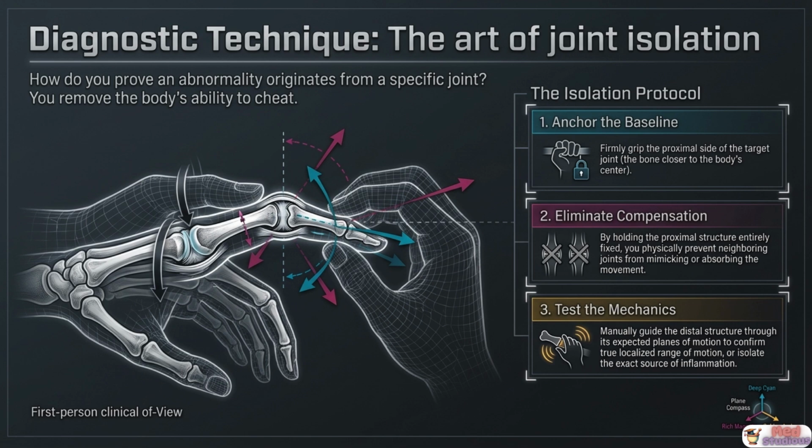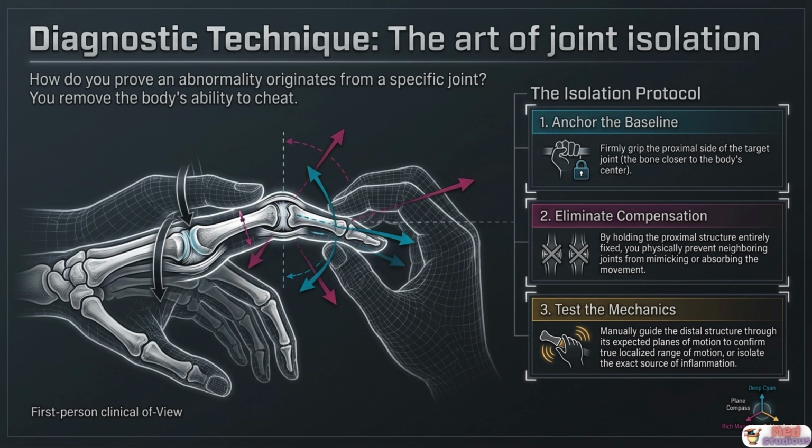The final piece of the biomechanical blueprint is clinical diagnosis, specifically the technique of joint isolation. When a patient presents with restricted or painful movement, the challenge is proving that the abnormality originates from one specific joint and not from a compensating neighboring structure. The isolation protocol has 3 steps. Step 1, anchor the baseline. Firmly grip the proximal side of the target joint, stabilizing the bone closer to the body's center.